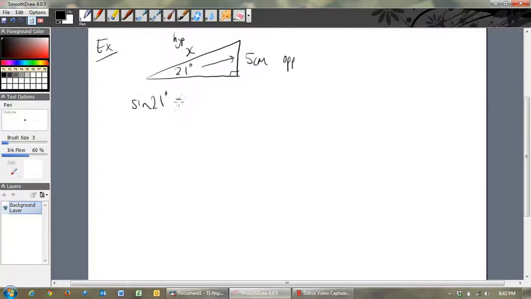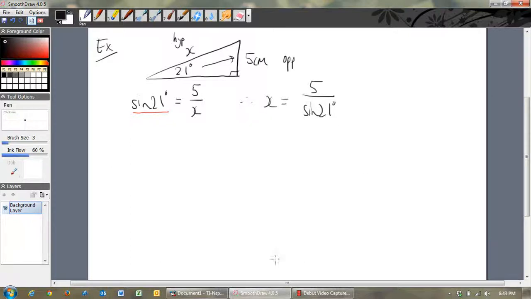So what we have is the sine of 21 degrees is equal to the opposite side, which is 5, over our hypotenuse side, which is x. Okay, so I've got this situation, and all we need to do now is solve this. Just remember, this sine 21 here is one number. You can't separate the 21 from the sine, because the sine tells you the ratio of an angle, so it stays together. So we can swap x and sine 21 directly, so therefore x is equal to 5 over sine 21 degrees, just like that.